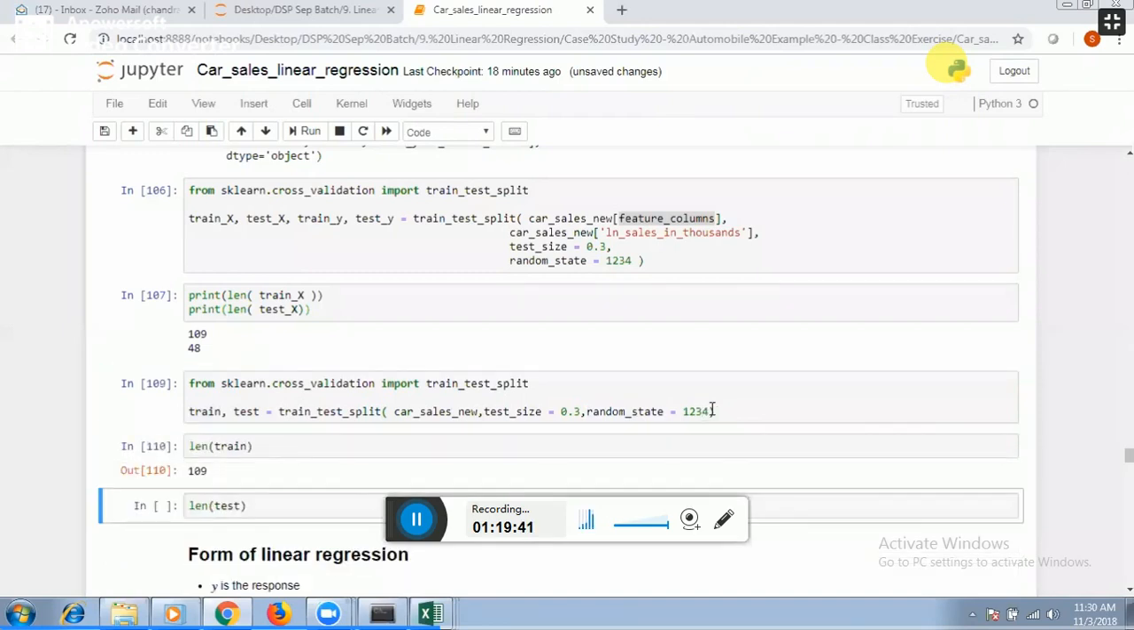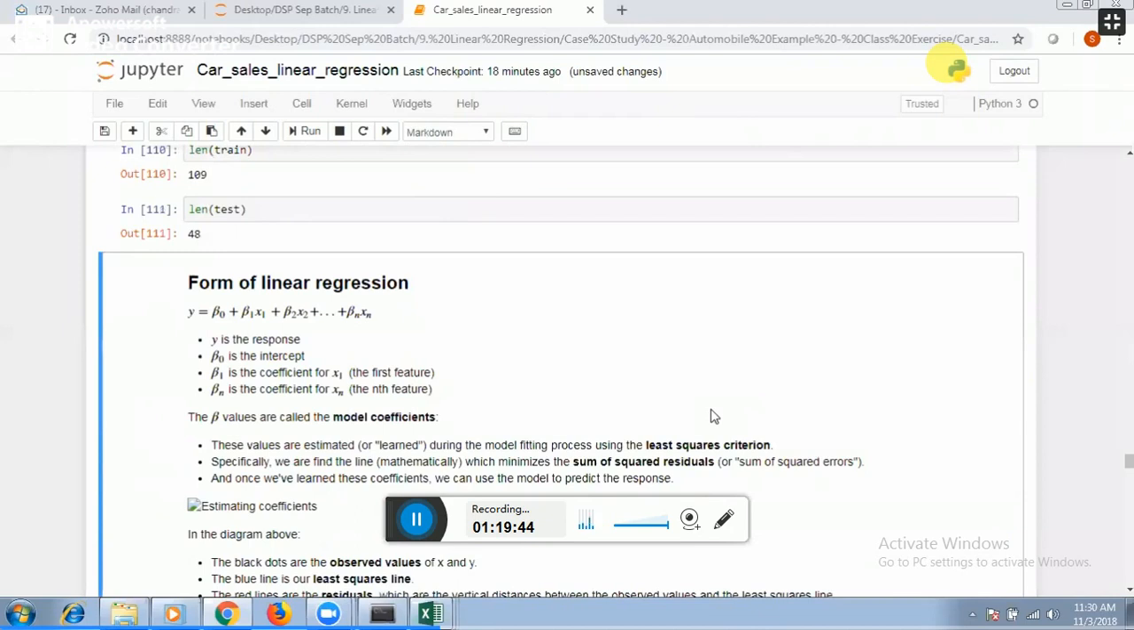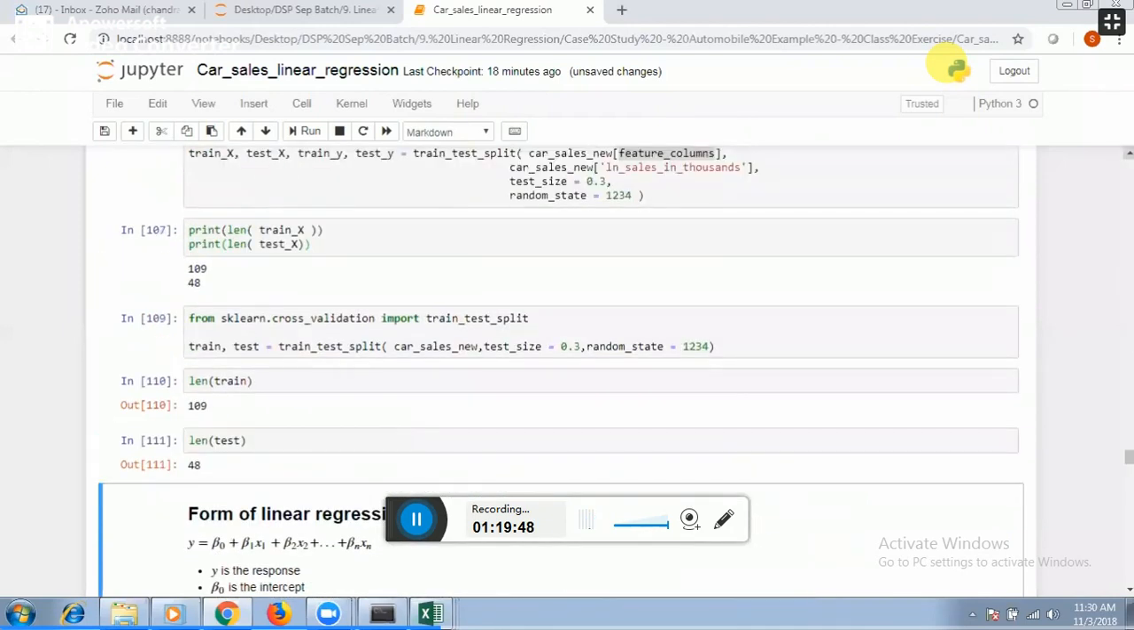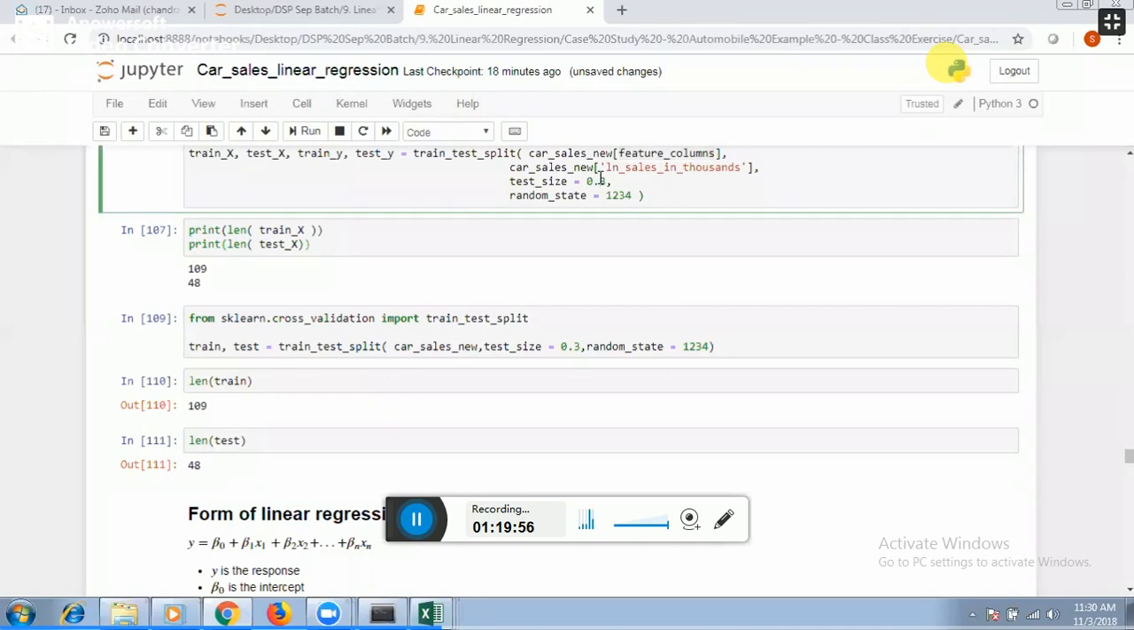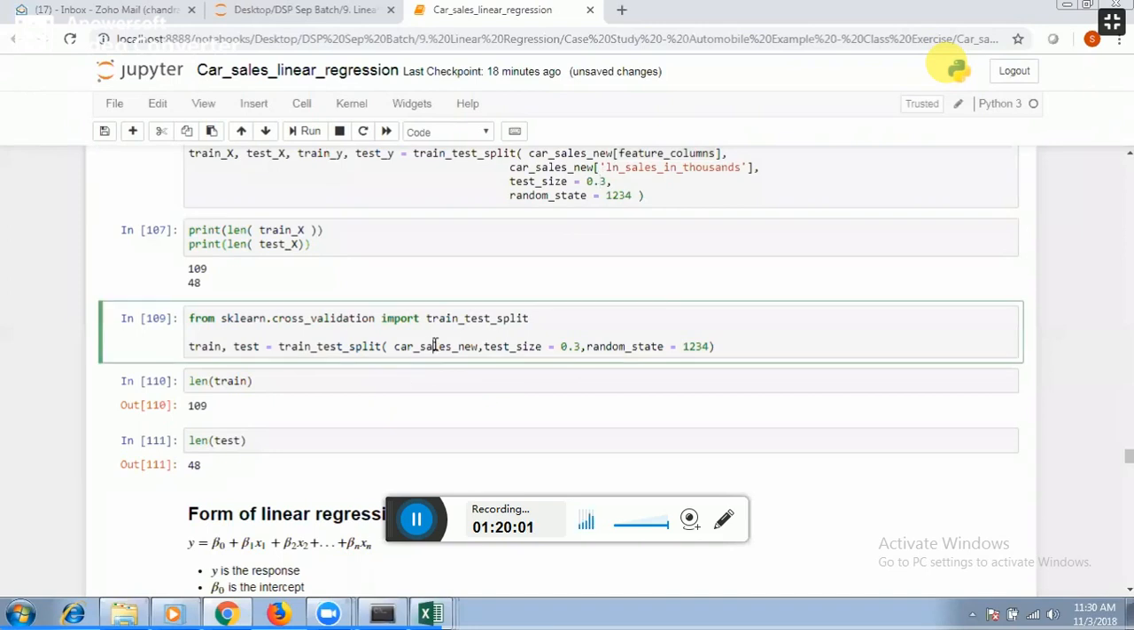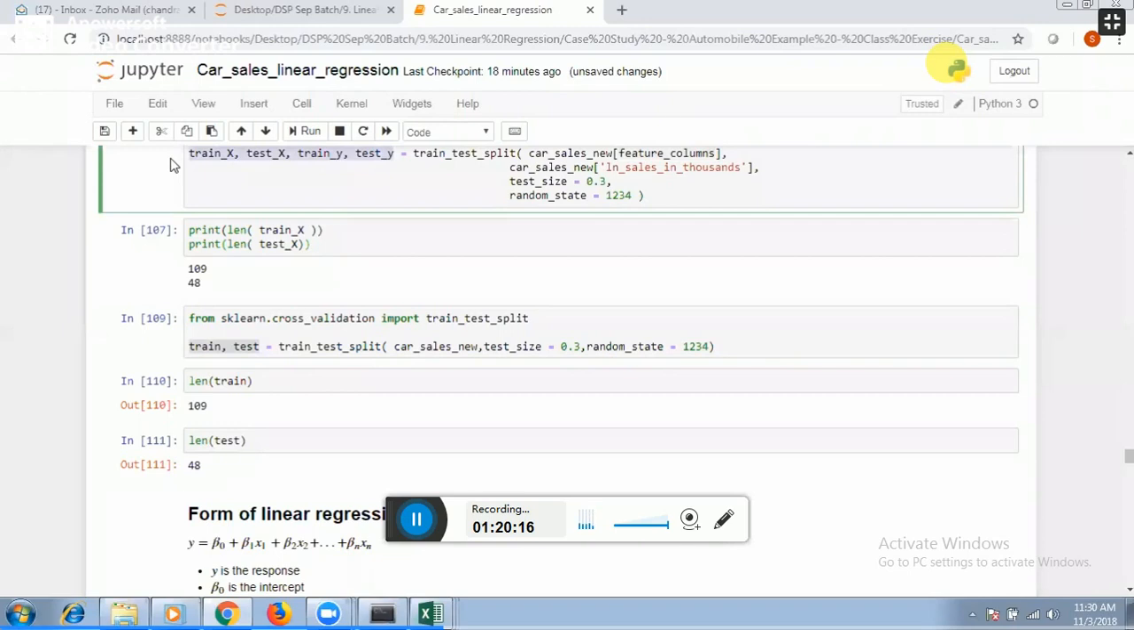Again, you can look at that: the same set of variables, the same set of observations you got, like 109 and 48. Of course, this will be used if you are applying scikit-learn as a package, and this can be used when you are using statsmodels as a package. So in some scenarios, you can directly split the data into train and test. In some scenarios, you can split the data into train X, test X, train Y, test Y.